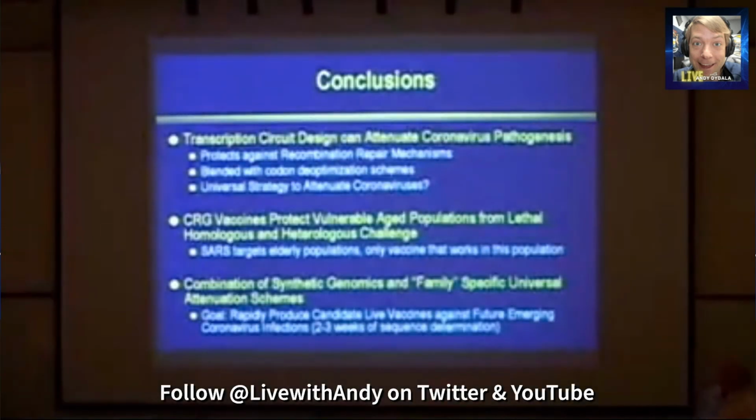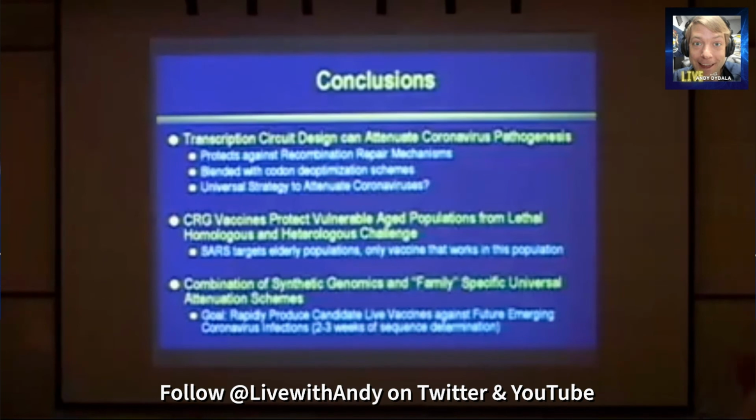So in summary, transcription circuit redesign can attenuate coronavirus pathogenesis. We actually think it should function as a universal platform to attenuate current and future emerging coronaviruses. It also protects against recombination repair mechanisms. You can blend this with codon deoptimization to really provide a good strategy to make live attenuated viruses. They protect young and old animals. Since SARS targeted elderly populations, this is currently the only vaccine that works in this population.